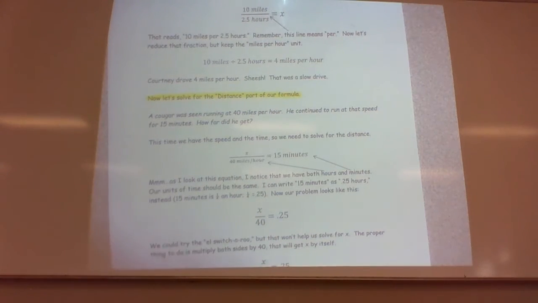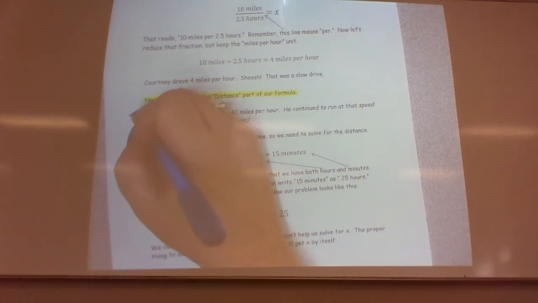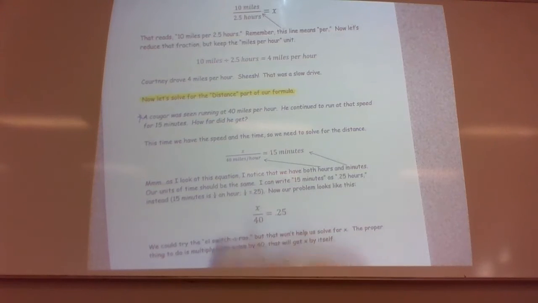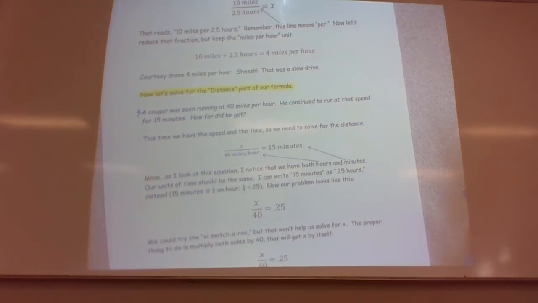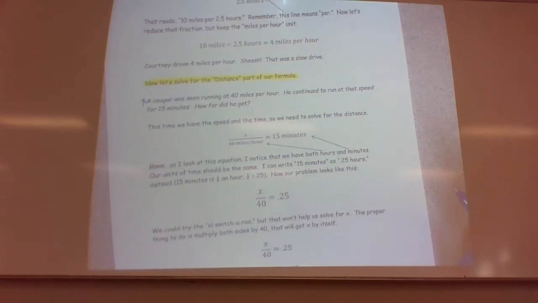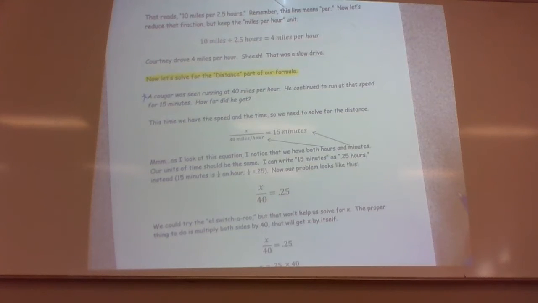The question reads, a cougar was seen running at 40 miles per hour. He continued to run at that speed for 15 minutes. How far did he get? So we have the speed and we have the minutes, but we don't know, right, how far he got, which was our distance.